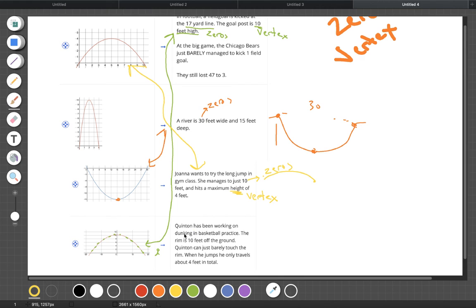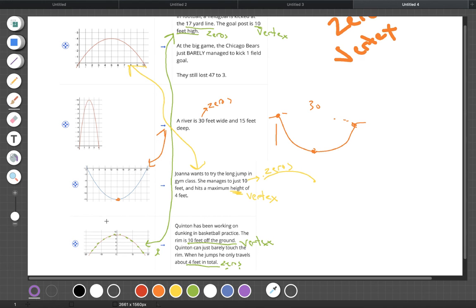Quentin has been working on dunking in basketball practice. The rim is 10 feet off the ground. Quentin can just barely touch the rim, but when he jumps, he only travels 4 feet in total. So 10 feet off the ground, that would be talking about the vertex. Just barely touches the rim. He travels 4 feet in total, so he goes up, hits somewhere, travels, that's 4 feet in total. That would be our zeros.